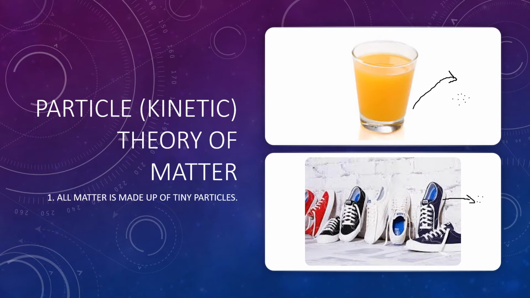Now, I don't want you to think that the particles in the shoes and those in the orange juice will be of the same kind. No, they will not be of the same kind. They are most definitely of different kinds, because if they were of the same kind, then they would basically come together to make the same thing. So I don't want you to think like that. What I want you to take from this is that everything around us, once it consists of matter, is made up of tiny particles.